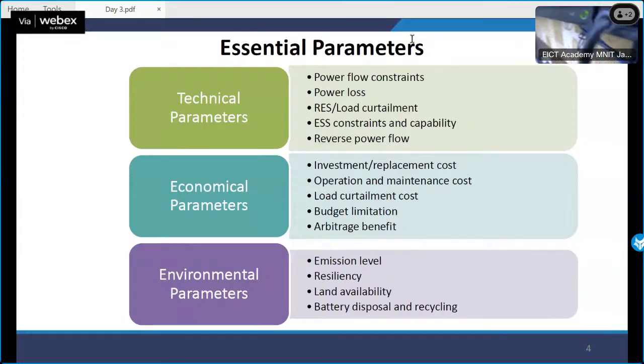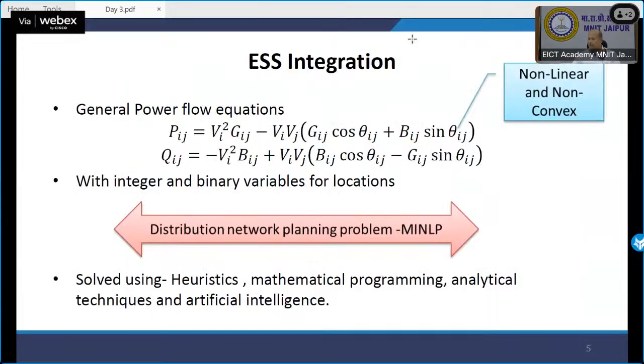And finally, we come across environmental parameters, and they are emission level, resiliency, land availability, battery disposal, and recycling. So these are the main parameters.